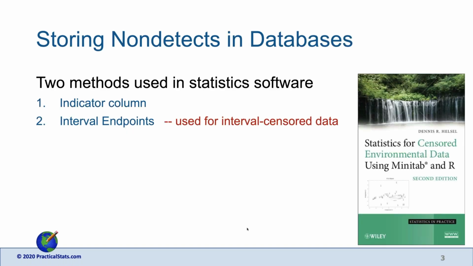If you want more information on some of this, and especially on the input of data to interval censored methods, and then there's some on the methods themselves, you can go to the book that I wrote back in 2012, Statistics for Censored Environmental Data using Minitab and R, and get some more information there as well.